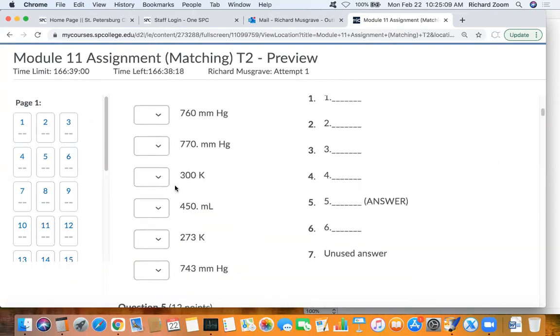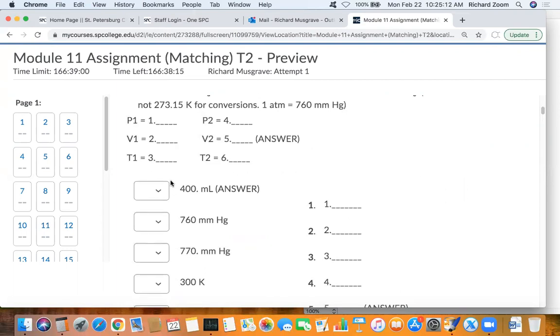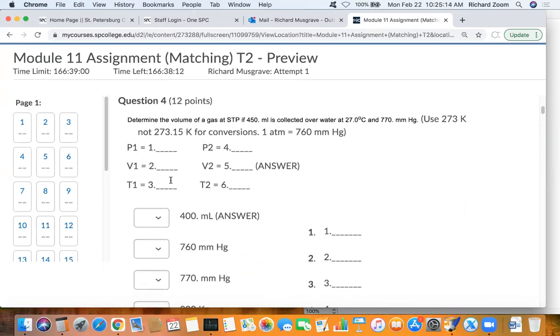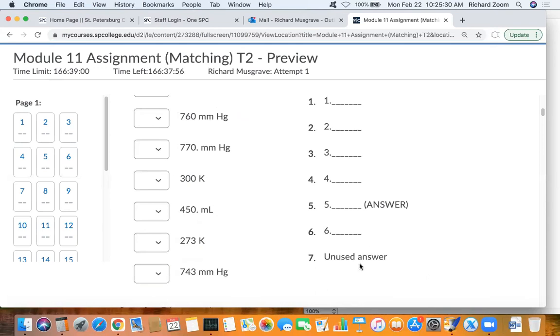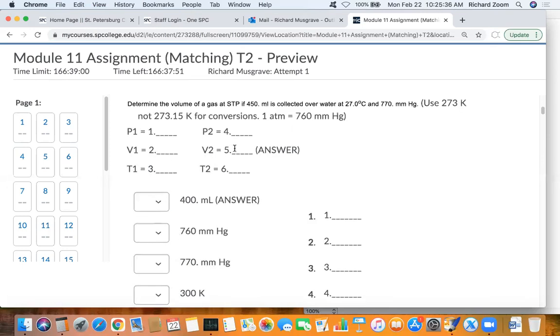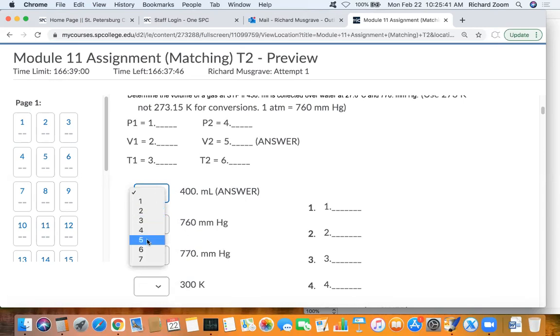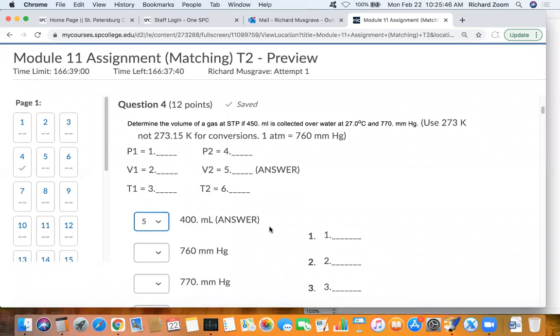See if I can find another one here. So for these kinds of problems, like number 4 here, determine the volume of a gas at STP if 450 mL is collected over water, and so on. Then you would use the unused answer. You'd have to put that in as number 7, and everything else is all set up for you. You can see the answer here is set up as number 5. So the 450 mL is number 5. And then everything is set around that.